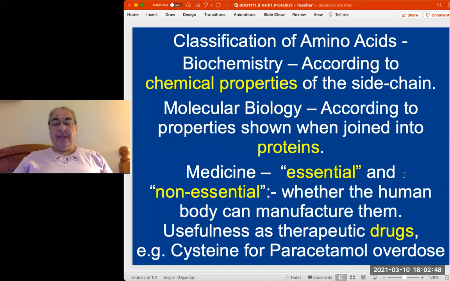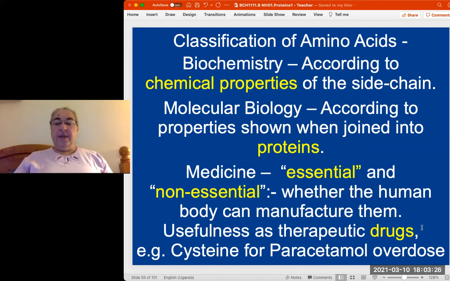If you're thinking in medical terms, an important distinction is whether an amino acid is essential or non-essential. So essential amino acids cannot be made by the human body, whereas non-essential ones can be made by human beings. So in other words, it is essential to have some amino acids as part of our diet because we can't make them. We have no other way of getting them otherwise, whereas others we can make ourselves.